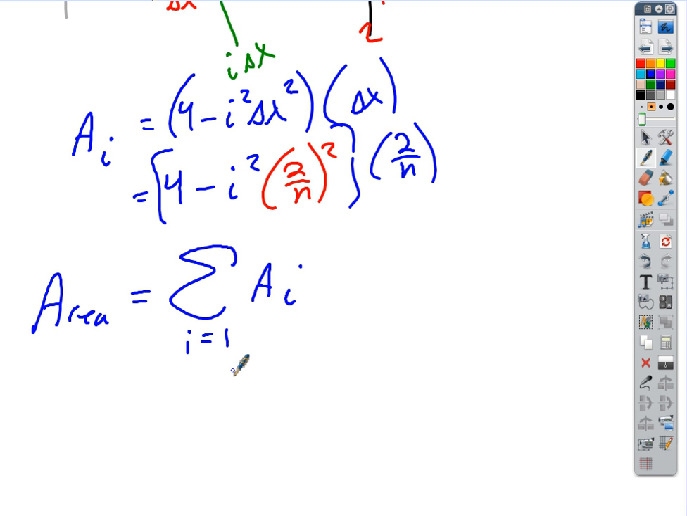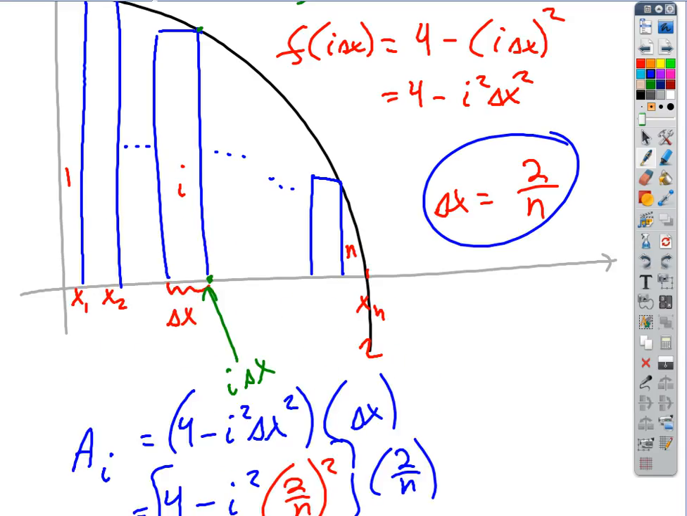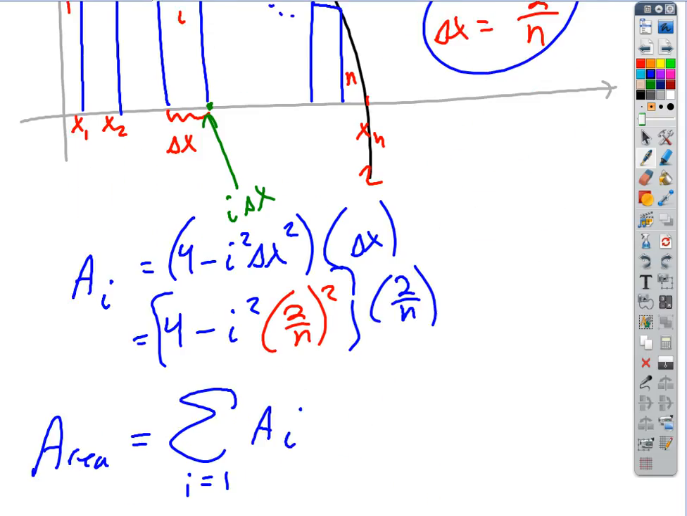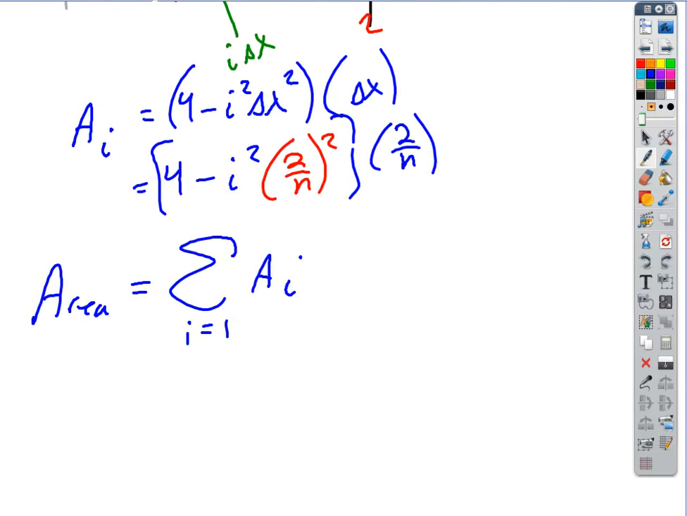I can point to it. That's a sub 1 right there. That area is a sub 1. A sub 2 would be the area of the next one, and so on and so forth, and the last one would be a sub n. So we should be able to add those all up as i goes from 1 up to, what's our upper limit? We haven't said it yet. What do we call it for now? n. That's it, right?